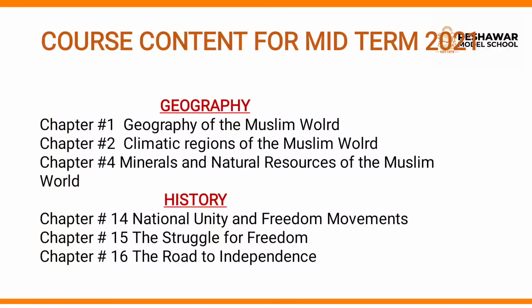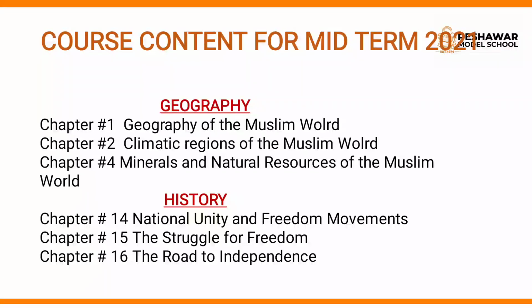Now in the history section we also have three chapters. The 14th chapter is National Unity and the Freedom Movements. In this chapter we will discuss the Muslim leaders, what they did for freedom, how they united the Muslims. Now the next chapter is chapter 15, The Struggle for Freedom. In this chapter we will discuss how they struggled and got freedom from the people of other religions in their area, whether they were Hindus, Sikhs or something else. All of this will be discussed in detail under this chapter.